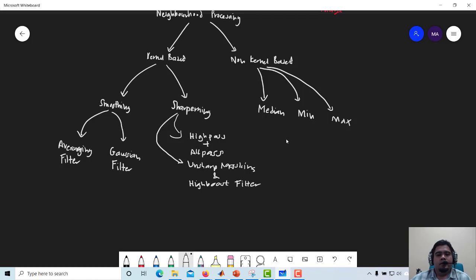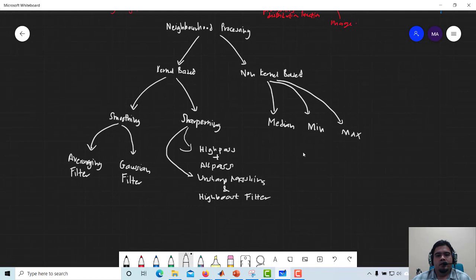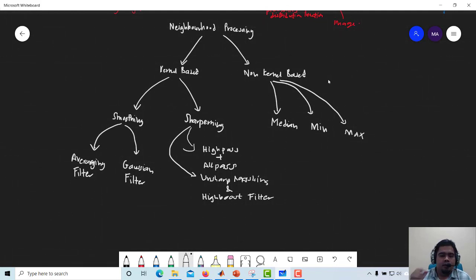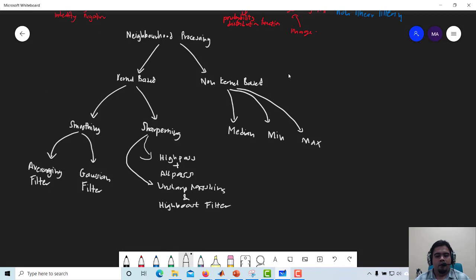Now let's focus on another type of neighborhood processing, which is non-kernel-based neighborhood processing. What is the difference between a kernel and non-kernel? As you see in the name of the operation, non-kernel-based does not involve kernels in performing the operation. Another name for non-kernel-based processing is non-linear filtering, which I mentioned earlier. So why is this operation known as non-kernel? Again, because you don't have any involvement of kernels.